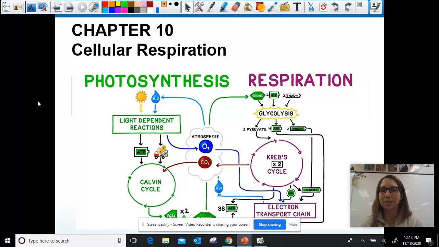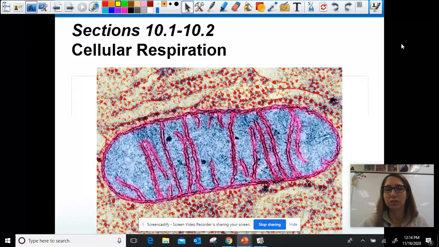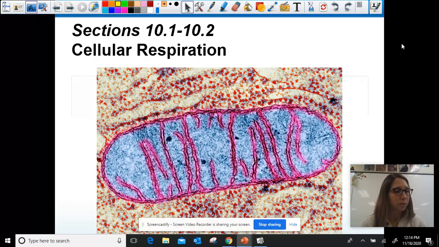So the mitochondria does cellular respiration, which means that truly any eukaryote can do this process now. We're not just looking at those types of organisms that can produce their own food. And this is any living thing that obtains food from anything, whether it's from its own body or from consuming other organisms, okay? So sections 10.1 and 10.2, your title is Cellular Respiration, and then we're going to move on from that.